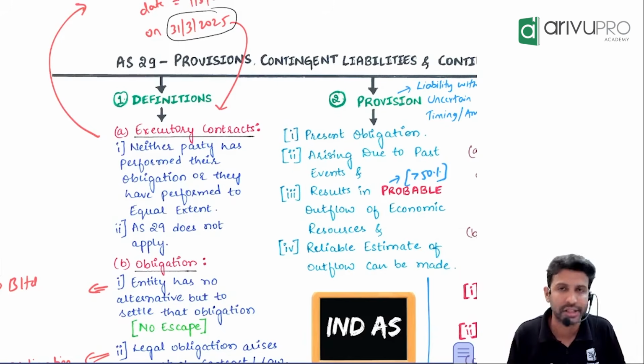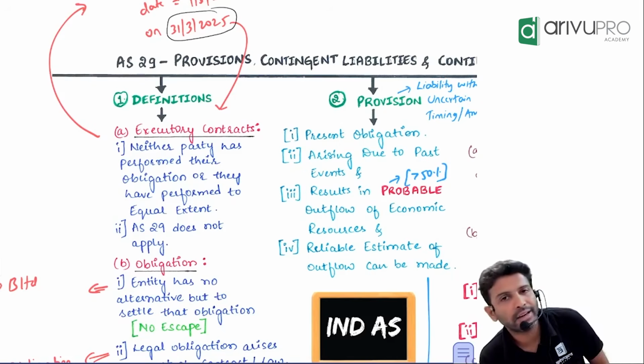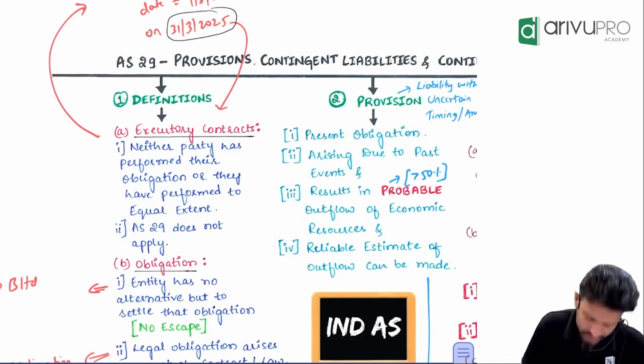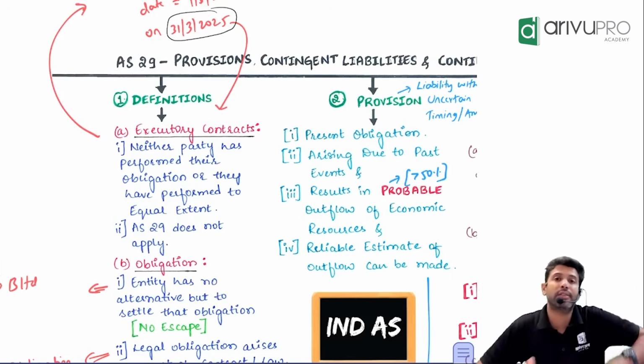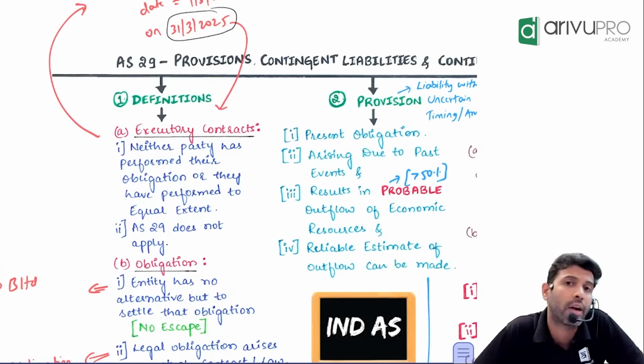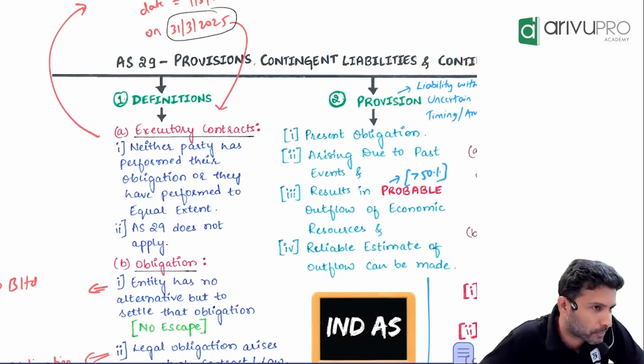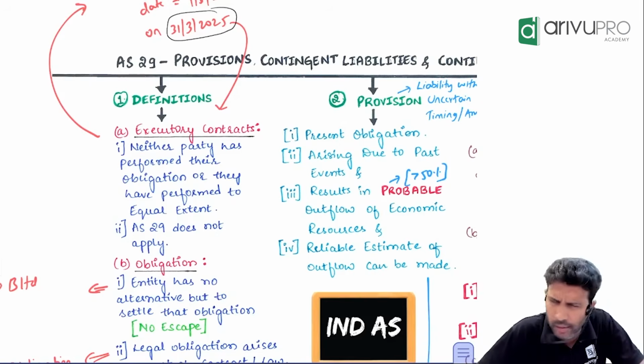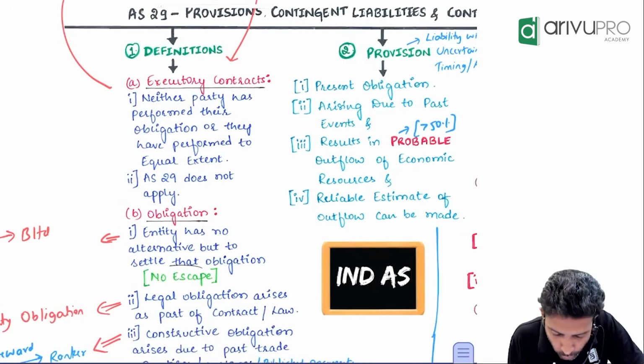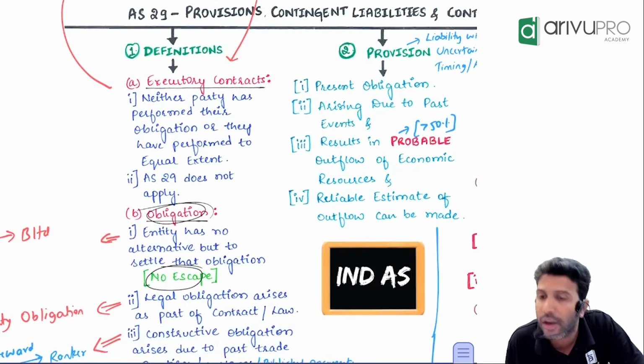So, what is this obligation? AS 29 defines obligating event. They say obligating events are those events where the entity has no realistic alternative but to settle the obligation. That's the actual words, or in simple terms, we used to say in class, no escape scenario. If you have a no escape scenario, we say we have an obligation.